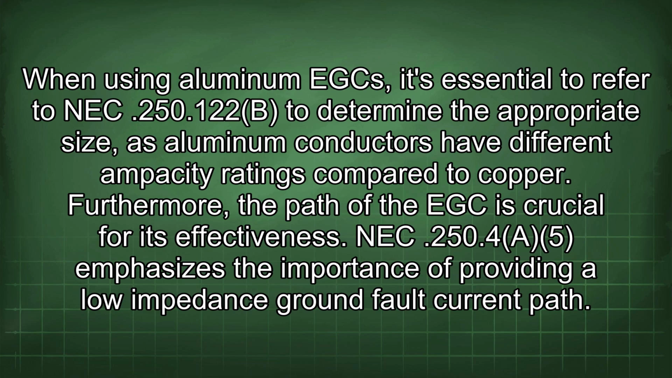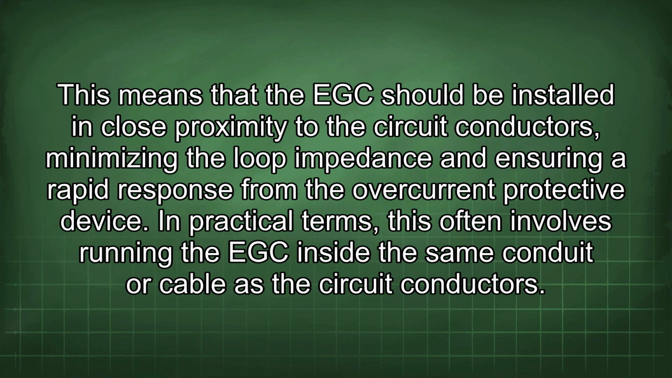Furthermore, the path of the EGC is crucial for its effectiveness. NEC 250.4(5) emphasizes the importance of providing a low impedance ground fault current path. This means that the EGC should be installed in close proximity to the circuit conductors, minimizing the loop impedance and ensuring a rapid response from the overcurrent protective device. In practical terms, this often involves running the EGC inside the same conduit or cable as the circuit conductors.